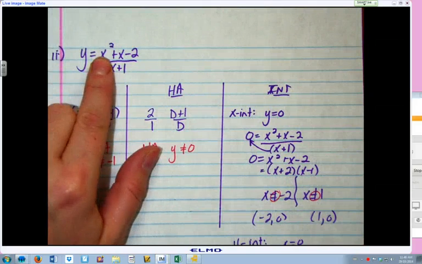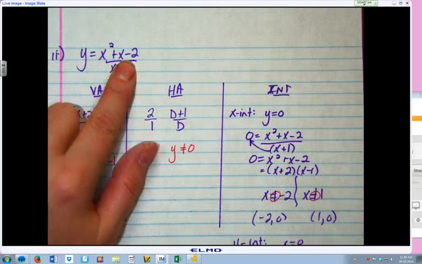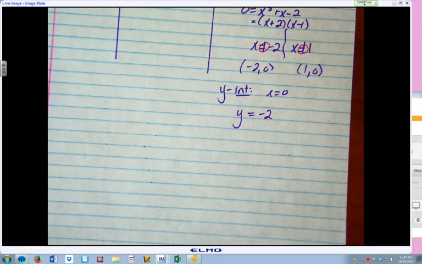Now, when you're doing the y, save yourself some time. You know this is going to be 0 and this is going to be 0. So what's going to be left on the top? And what's going to be left on the bottom? And what happens when we divide something by 1? Stays the same.